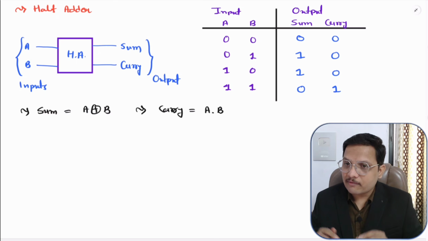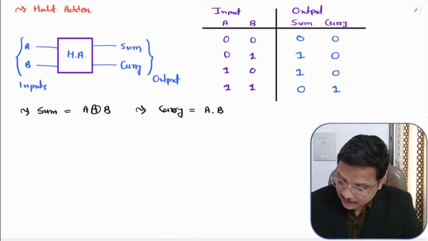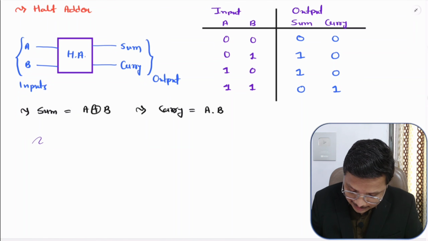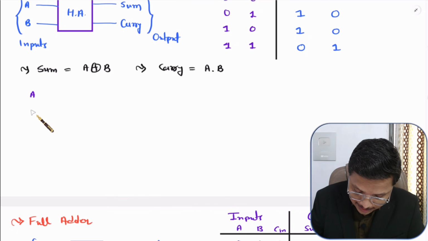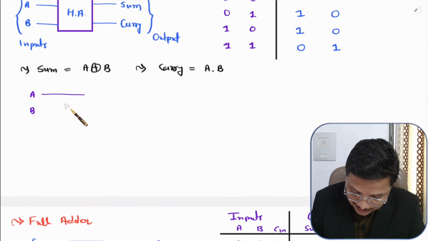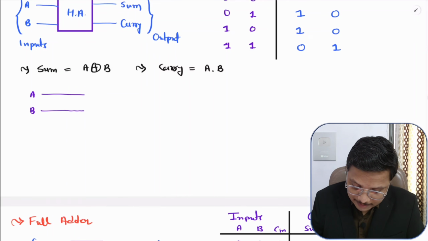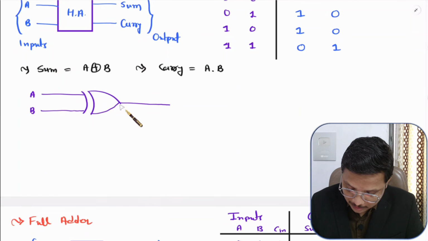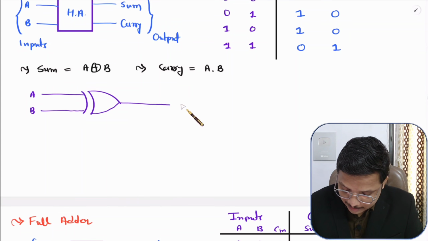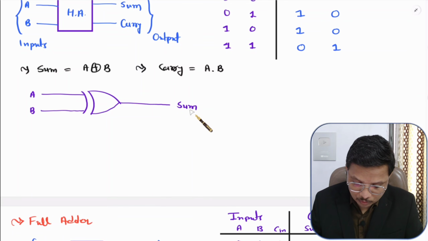Now I'll explain how we can form the circuit. To understand how to form the circuit, let us consider inputs over here first. I'm going to place inputs A and B. Let us extend the line. Now first I'll explain how we can have sum. That is A XOR B. So here let me connect one XOR gate, and output of this XOR is sum, right? So sum is my output over here.